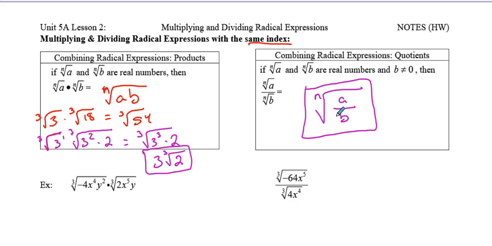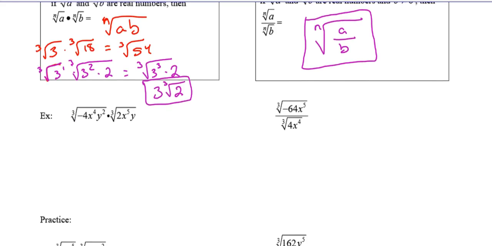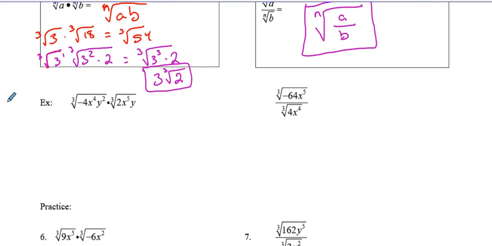All right, so now let's look at some examples and try to see what we can figure out here. So we're multiplying here. Now I'm taking the third root. I see a negative here and a positive here, so that's going to end up being a negative number. So I'm just going to pull that out right away. All right, so there's a negative number now.